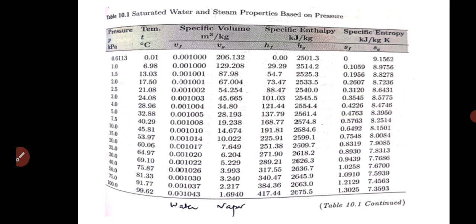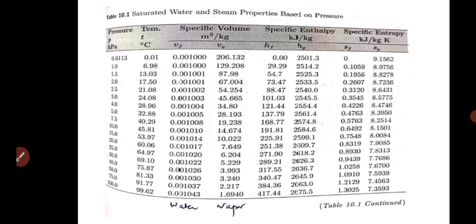Now please see here, there are two small letters as suffixes, vf and vg. The f stands for saturated liquid, and g stands for saturated vapor, or you can call it dry saturated vapor. Similarly, hf is the enthalpy of the saturated liquid, and hg is the enthalpy of the dry saturated vapor. Similarly, entropy sf is for the fluid, that is the saturated liquid, and sg is for dry saturated vapor, or just saturated vapor.